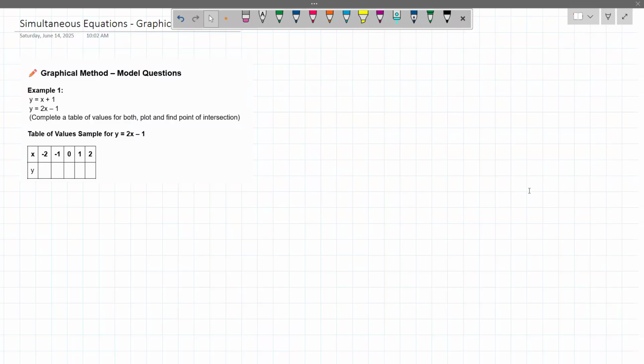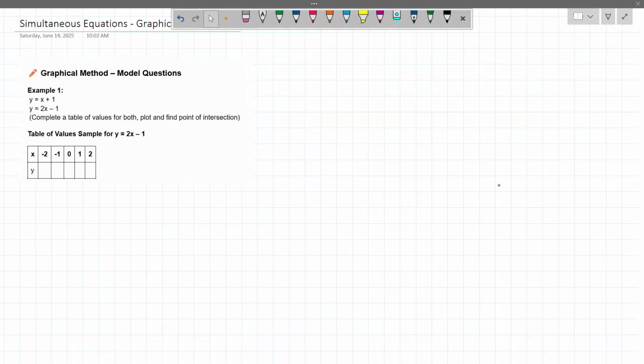So now we're going to look at solving simultaneous equations using the graphical method, where we'll graph the two equations on a Cartesian plane, and we will get the solution to the simultaneous equations by the point of intersection, right? Where the two lines cross each other, we call that the point of intersection, and that would give us our values for x and y, which would be the solution to the simultaneous equations.